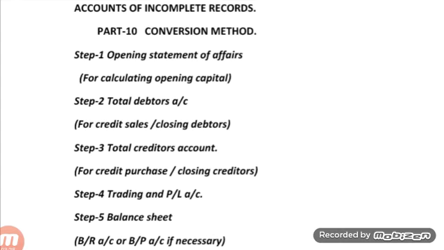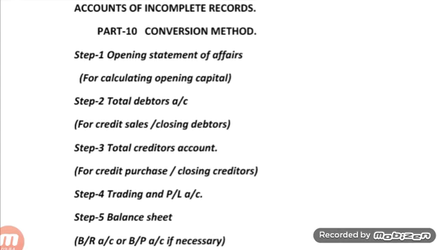Then the next step is to ascertain total purchases. How can we ascertain total purchases? We know that by adding cash purchases and credit purchases, we will get total purchases. Credit purchases we will get from the total creditors account. Cash purchases we will get from the cash book.